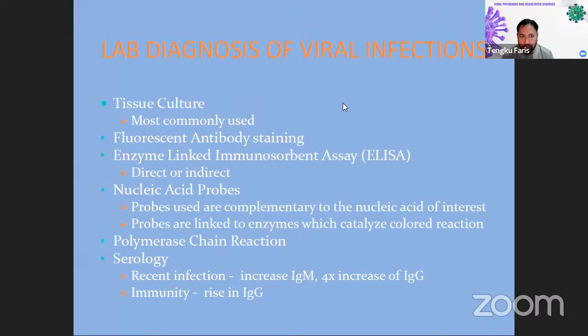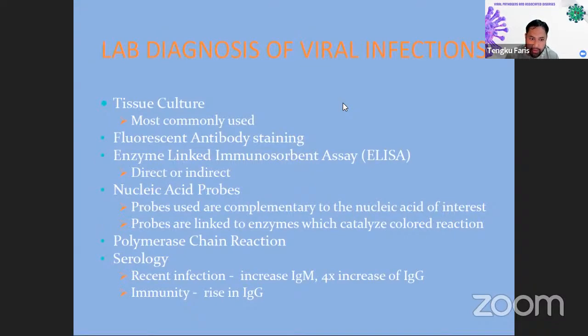All right. So in the lab, if you want to confirm if this patient has been infected with a certain type of virus, what is the lab test that we most commonly do? We use tissue culture. We can use fluorescence antibody staining to check what type of antibody has been released in order to prevent this viral infection, maybe IgG or IgE or IgM, you name it. Okay. So ELISA is another type of assay that we can use to confirm that the patient is having the viral infection.